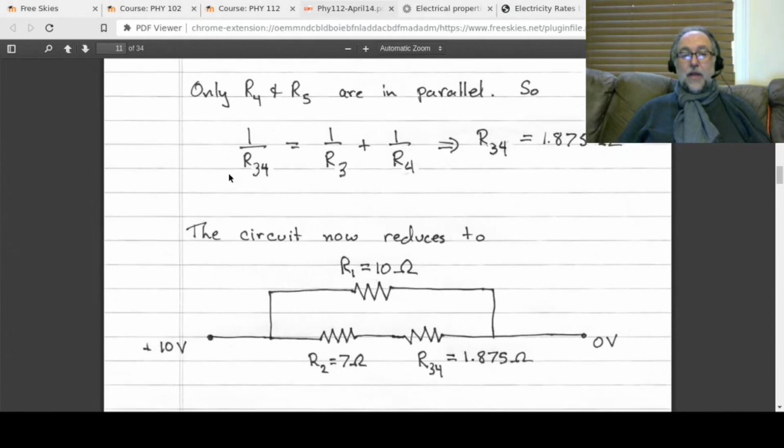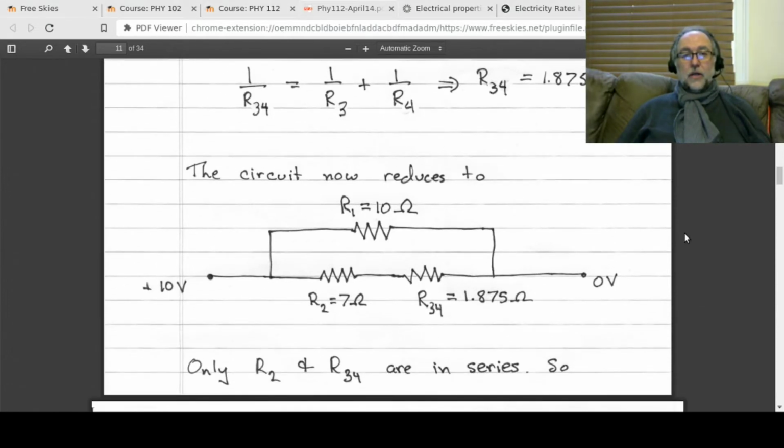And so in the next diagram, there it is. Our circuit reduced from 4 resistors to 3 resistors, where R3 and R4 have been replaced with R34, which is equal to 1.875. Great. We're not quite there yet because we got to reduce it to just 1, but we're getting closer because we went from 4 resistors now to 3 resistors.